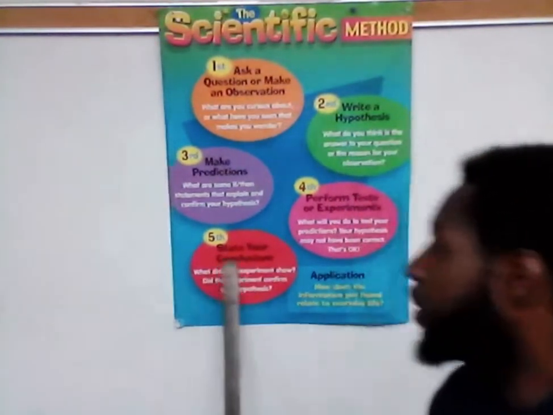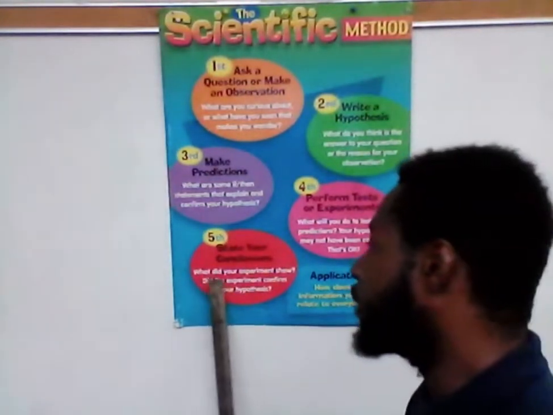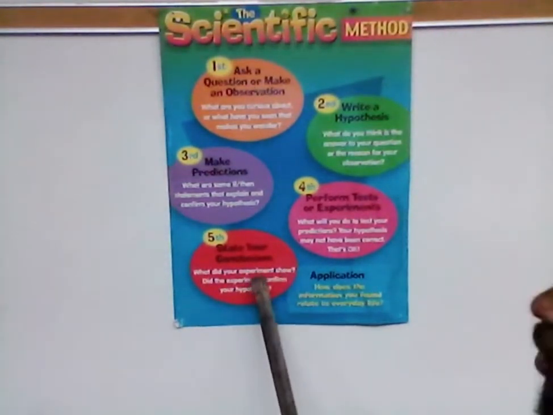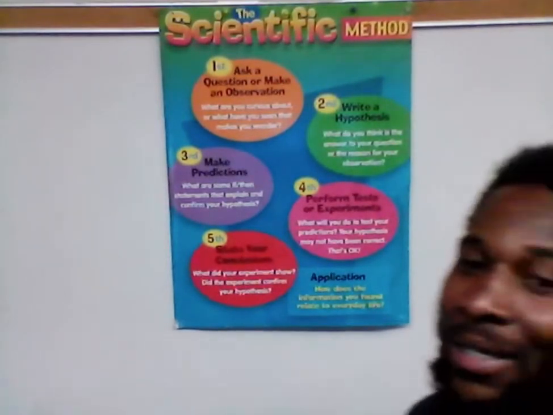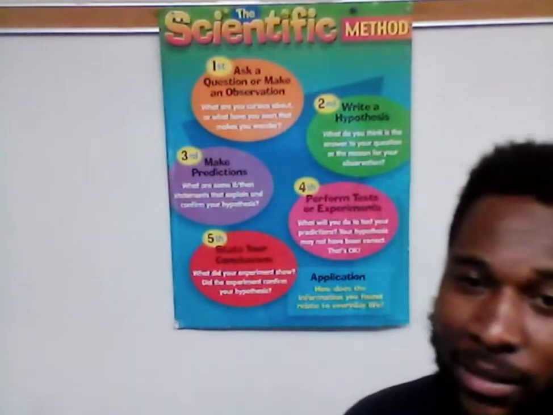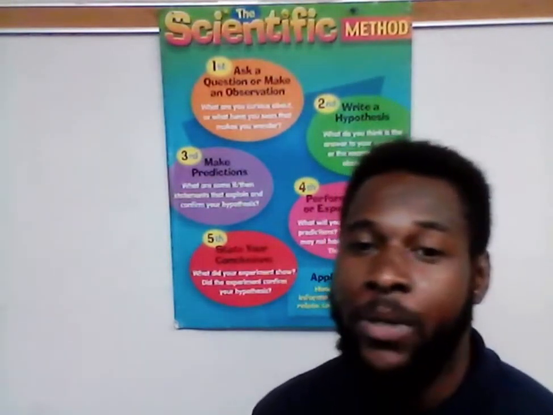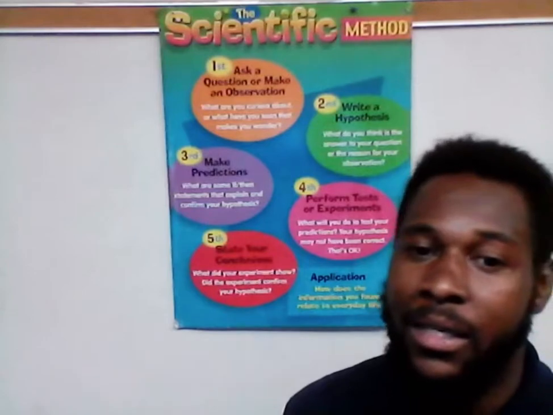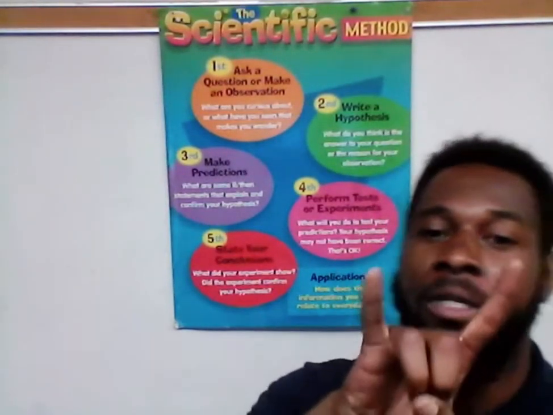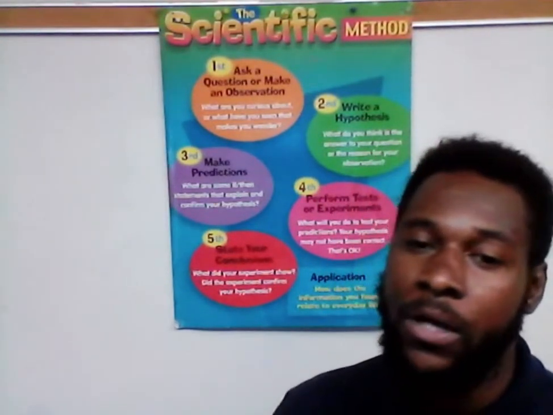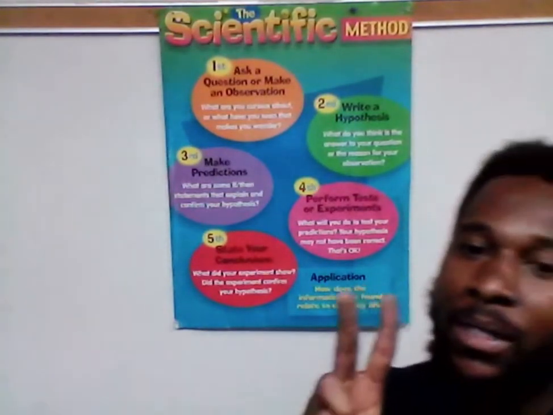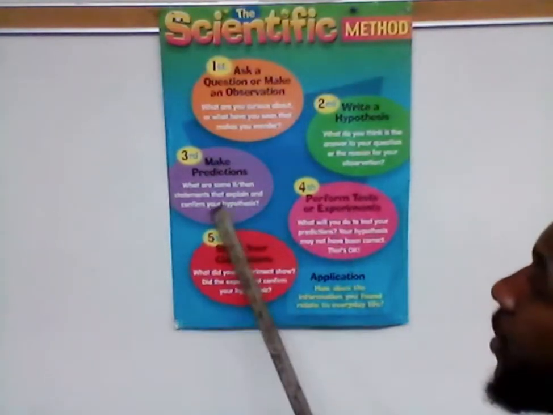And finally, state your conclusion. What did your experiment actually show you? Okay. Did the experiment confirm your hypothesis or did it negate your hypothesis? In other words, did your experiment say, yes, this is true? You are correct. Notice I said two different statements. Yes, you are true is the first statement. The second statement is you are correct. And that is what we're trying to do as a scientist.